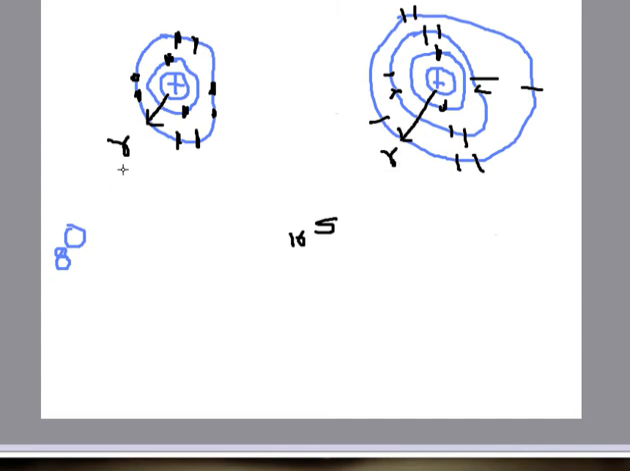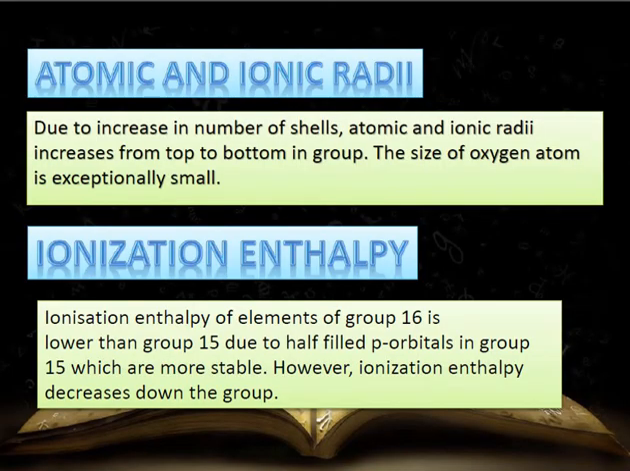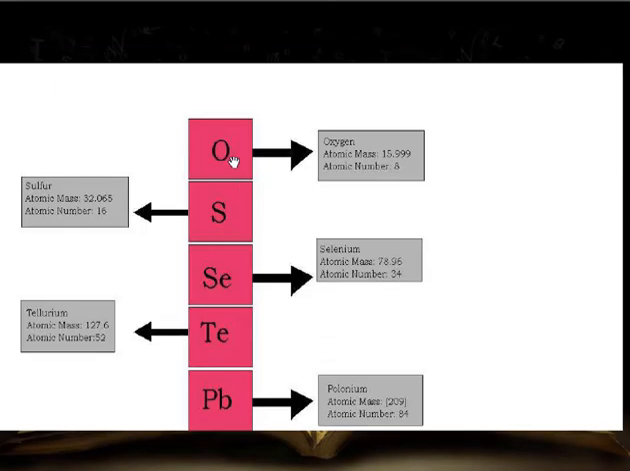Now it is easy to understand. The value of R is less in oxygen, and the value of R is more in sulfur. It indicates that if the atomic number increases, atomic radii increases. It is obvious, it is general. In this group, the atomic radius of oxygen is less, sulfur is more, selenium is more than sulfur, tellurium is more than selenium, and polonium is more than tellurium.